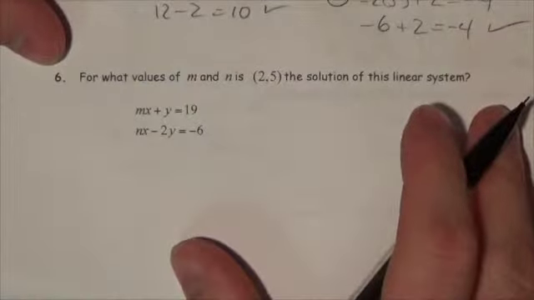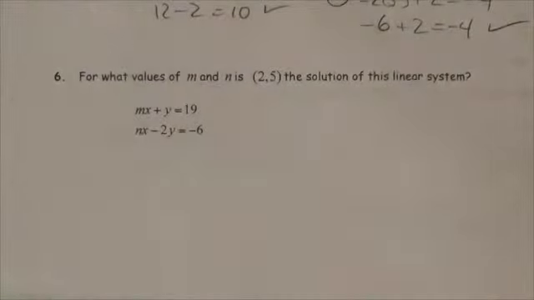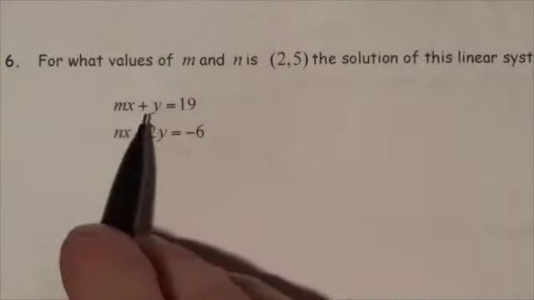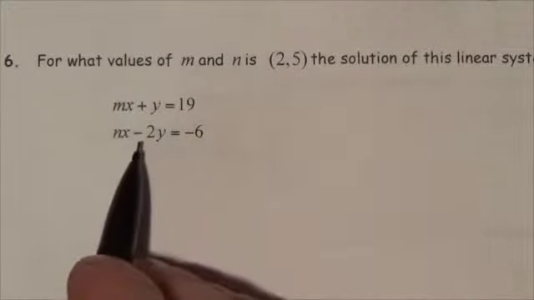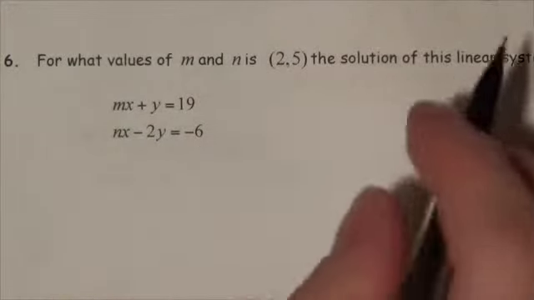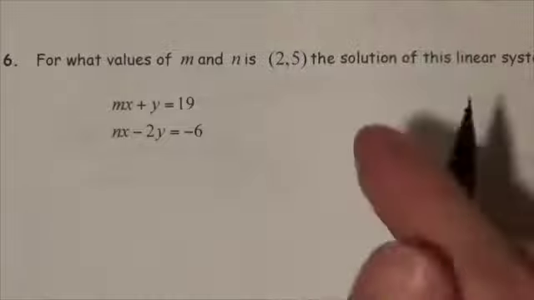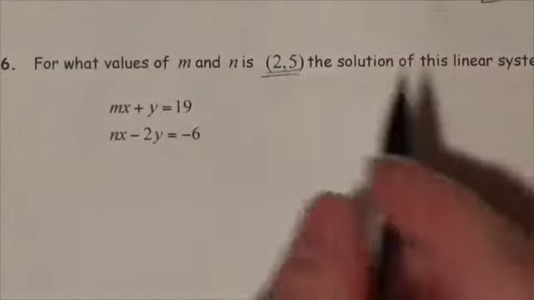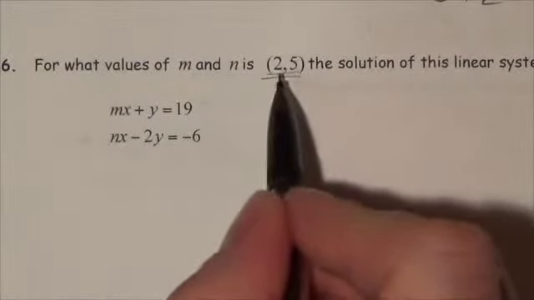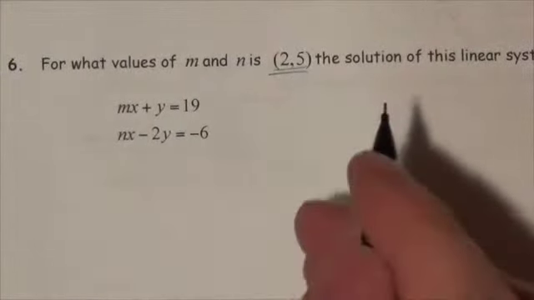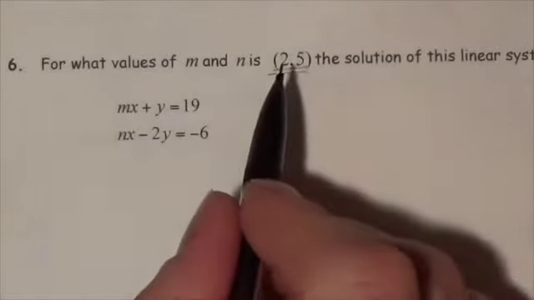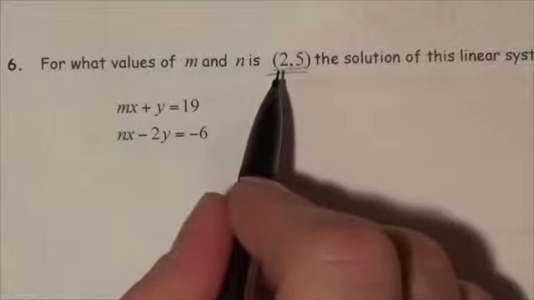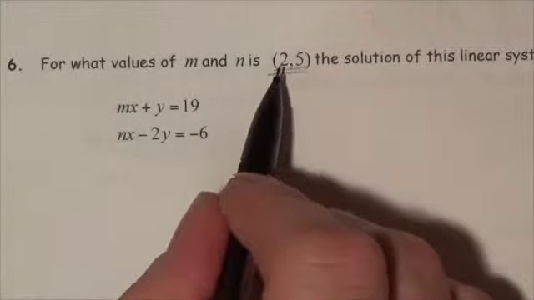Okay, let's take a quick look at this system here. In fact, let's zoom in just a little bit. So mx plus y equals 19, nx minus 2y is equal to negative 6. Now, in a very similar way to the previous question, a question like this is really testing: do you understand what a solution is? This is the x coordinate, this is the y coordinate. We know that because it's an ordered pair. Well, what x am I referring to?